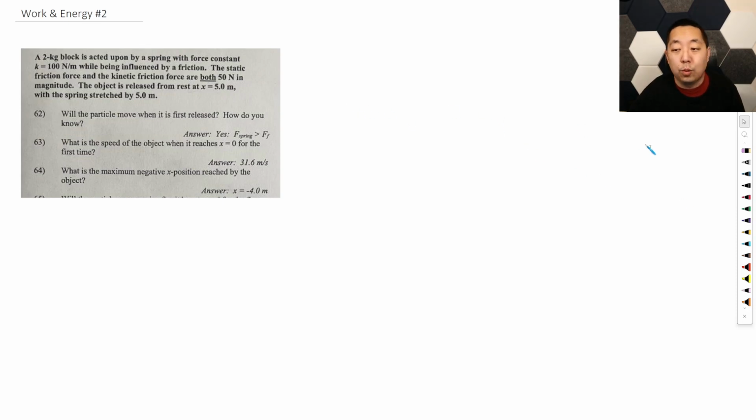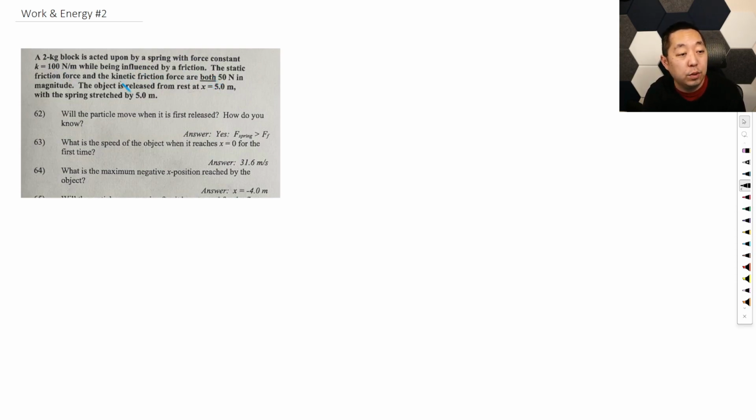So let's take a look at this work and energy problem. And this is a good problem because it illustrates a lot of the process on how we go about breaking down a work and energy problem. So we have this 2 kilogram block that's acted upon by a spring with the force constant of K, being influenced by friction. So here we have friction along with the spring scenario.